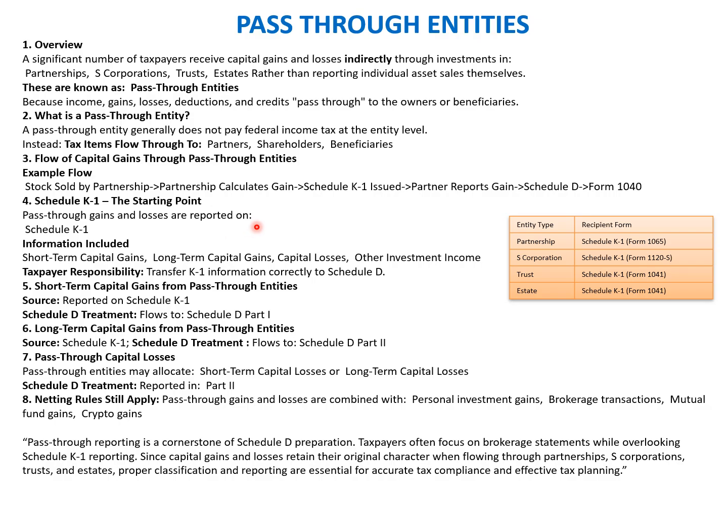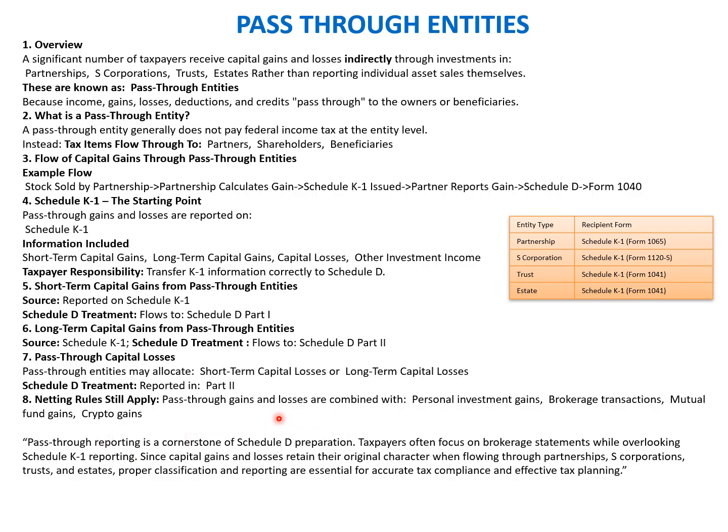Pass-through gains and losses are reported on Schedule K-1. The information included is short-term capital gain, long-term capital gain, capital losses, and other investment income. The taxpayer uses this information to enter accurate figures on Schedule D. Short-term items flow to Schedule D Part 1, and long-term items move to Schedule D Part 2. Pass-through entities may allocate short-term and long-term capital losses as well, which are reported in the respective parts.